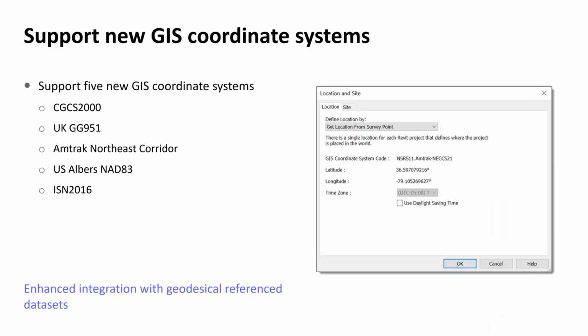So Revit 2025 now supports 5 new GIS coordinate systems. So Revit has added support for 5 new horizontal coordinate systems. So this can enhance integration with geodetic reference datasets.